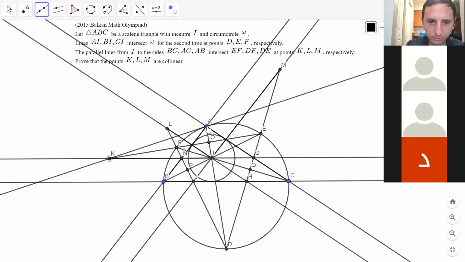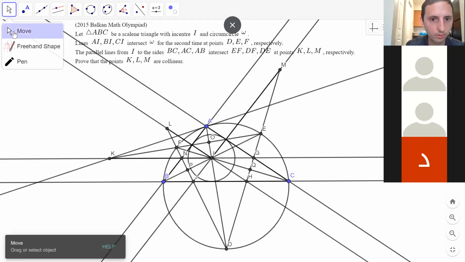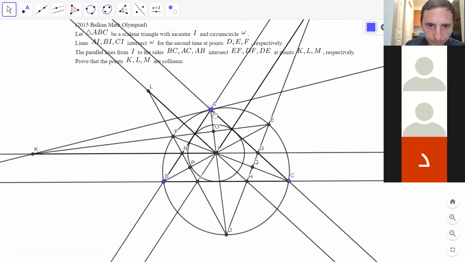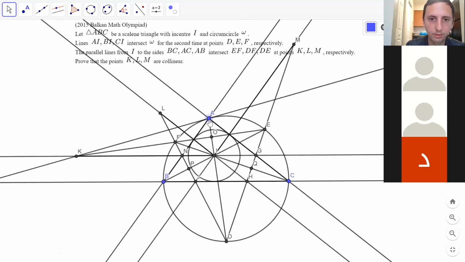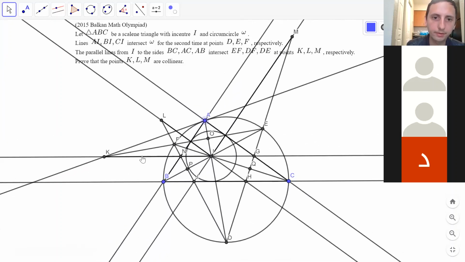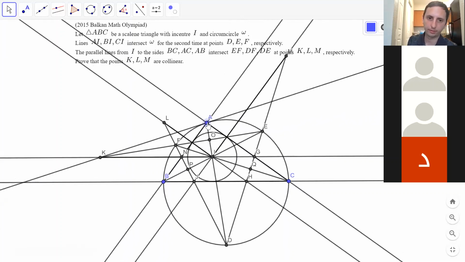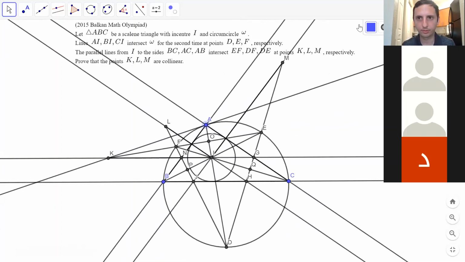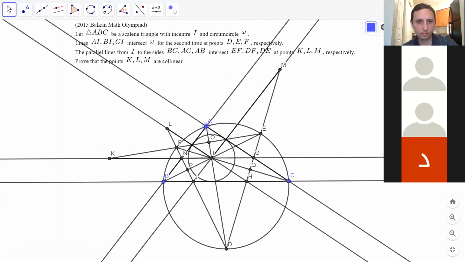Is KA tangent to the circle? Looks like it. Yeah, because KA is equal to KI. So KAI is isosceles. I think it might not be that hard to prove that KA is tangent. Feels familiar. Yeah, KA is tangent because of an angle chase.